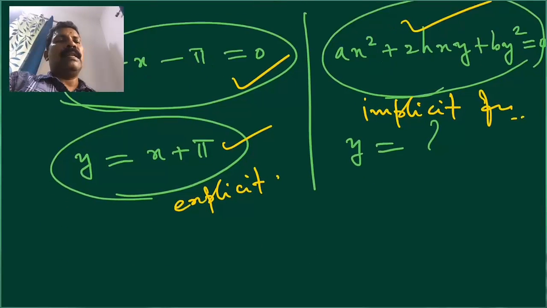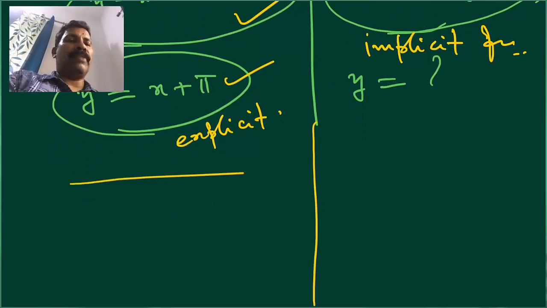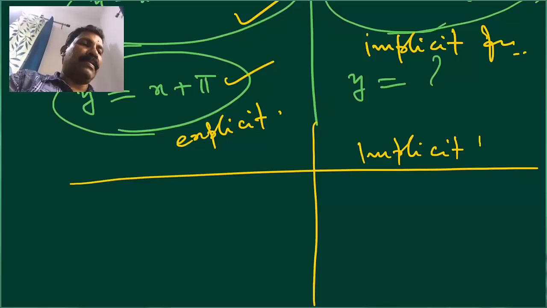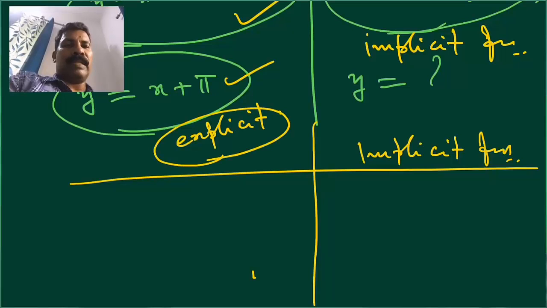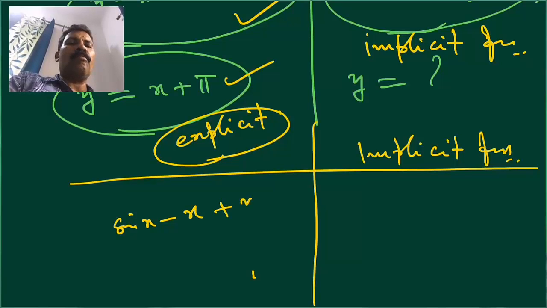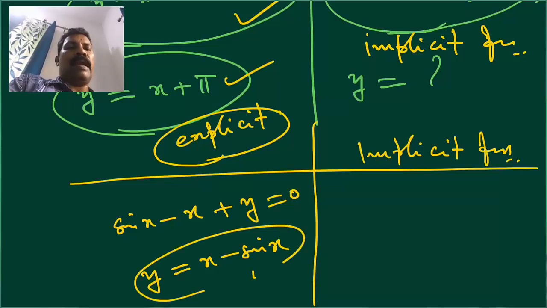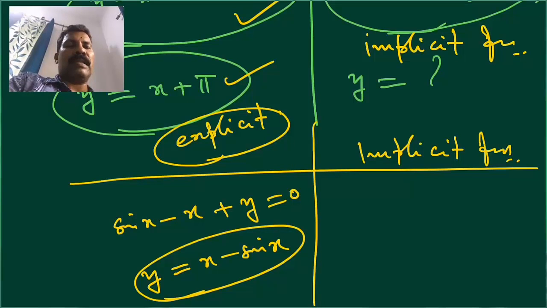Then we can say that is an implicit function. So we can write again some examples for implicit functions and explicit functions. Here it is for an explicit function. For example, say sin x minus x plus y is equal to 0. Here you can write y is equal to x minus sin x. So easily we can find y in terms of x. So that is an explicit function.